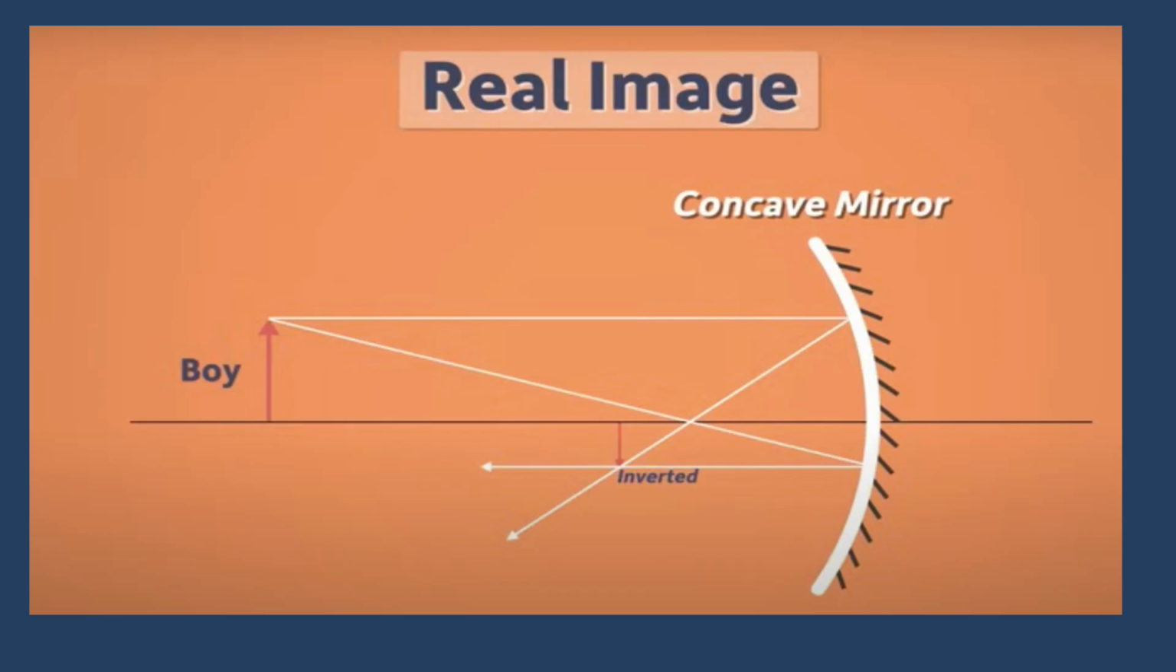So the main difference is simple. Virtual means the light only pretends to form the image behind the mirror, and it is upright. Real means the light actually forms the image in front of the mirror, and the image is inverted. Now we can understand the characteristics of the image formed by the simplest mirror of all, which is the plane mirror.